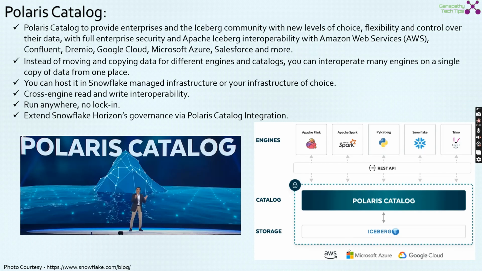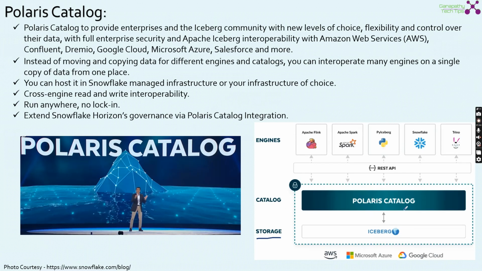You can see this in this diagram here. This is an interesting way to understand how the Iceberg Polaris Catalog will work. Here you can see Iceberg at the bottom. Iceberg is, as we already discussed, a data lake file format which is sitting at the bottom on top of any of the clouds, say AWS S3, Azure Blob or GCP GCS buckets.